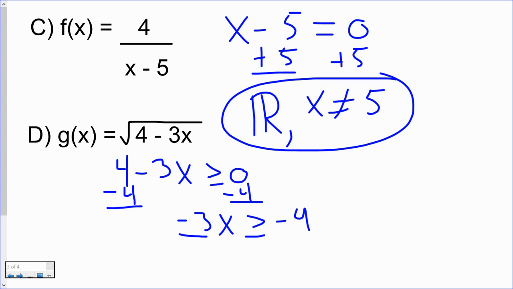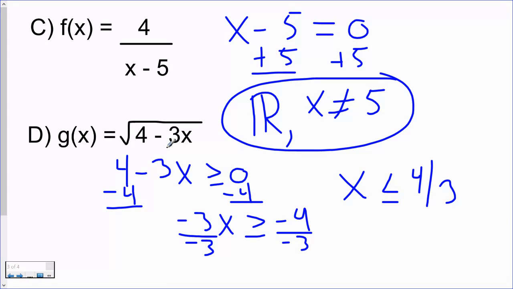Now to solve this, I would have to divide both sides by -3. And we've learned in algebra that when you divide an inequality by a negative number, if I divide both sides by that -3, it's going to flip my inequality. And then this would give me a positive 4/3.